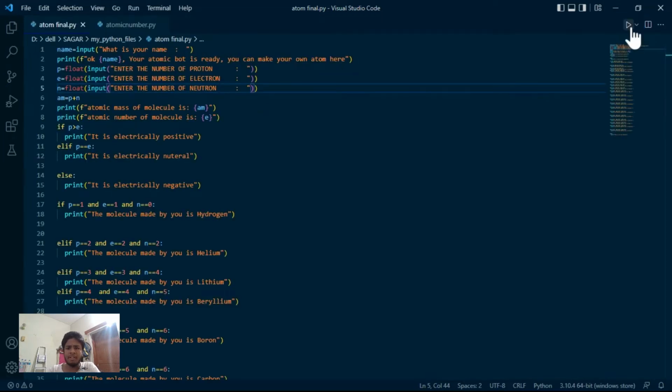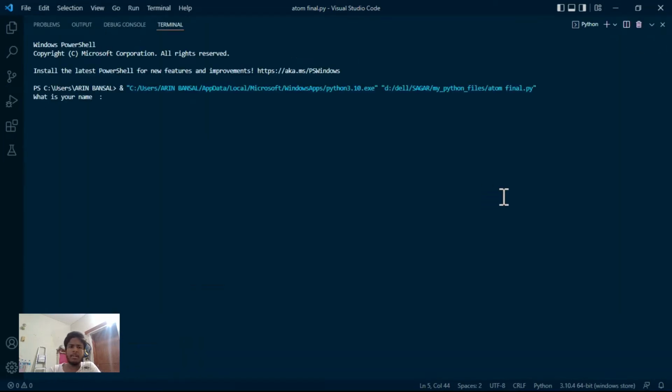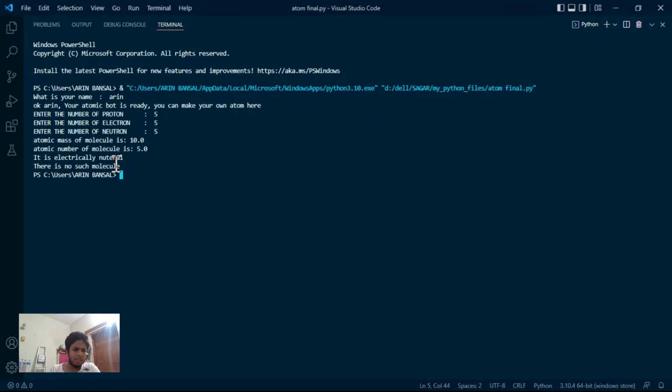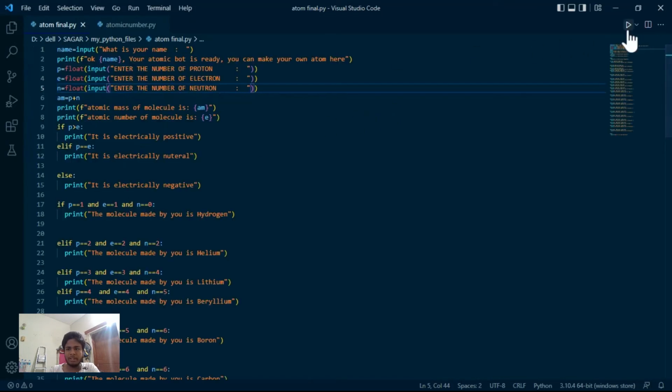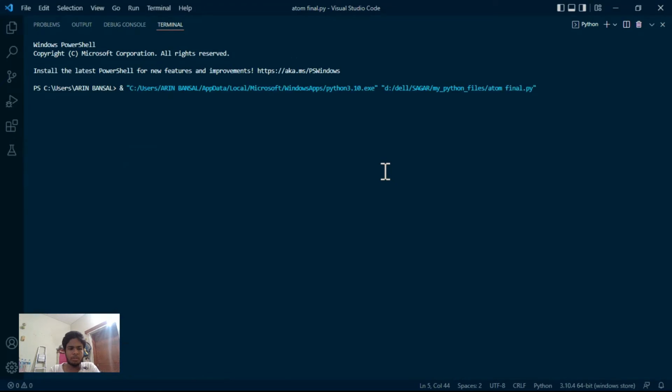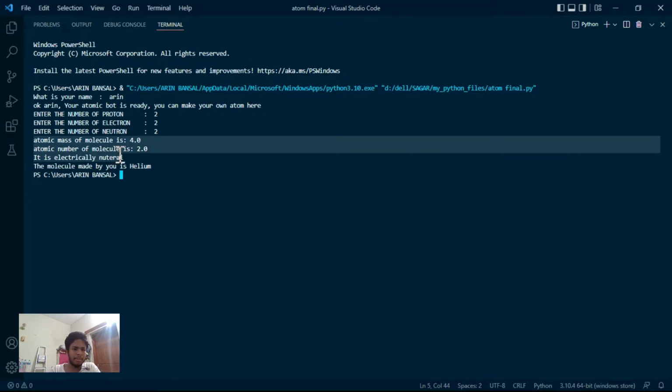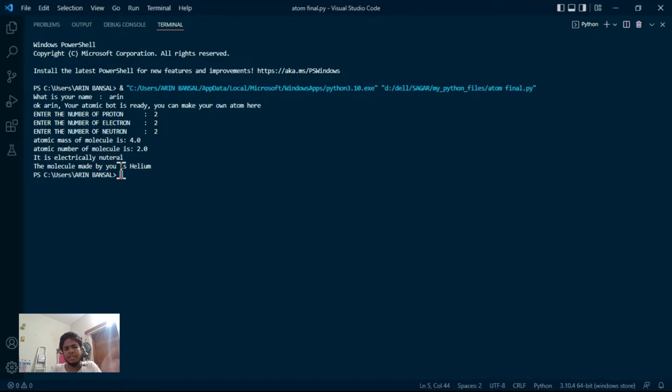Now I will find one more molecule. Proton 5, electron 5, neutron 5. My name is Aaron, and I will enter 2, 2, 2. Now it shows me atomic mass is 4, atomic number is 2, and it is electrically neutral. The molecule made by you is helium.